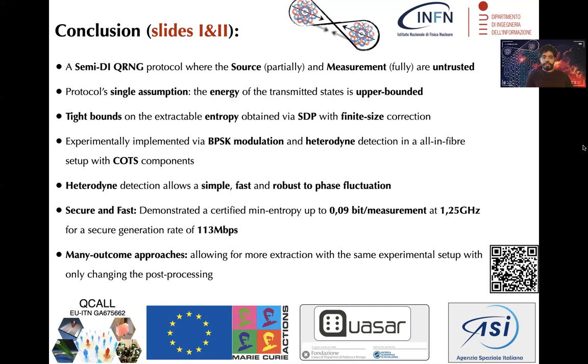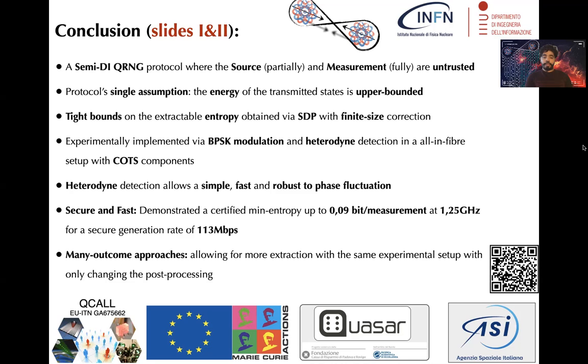In these two presentations, we presented a semi-device-independent quantum random number generator protocol where the source is partially trusted, while the measurement part is completely untrusted. The protocol's single assumption is bounding the energy of the transmitted state, which we can verify in real time. The tight bound on the extractable entropy is obtained with SDP, in both primal and dual form. And with the dual form, we can also take into consideration the finite-size correction.